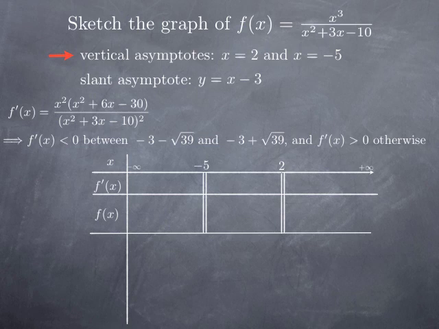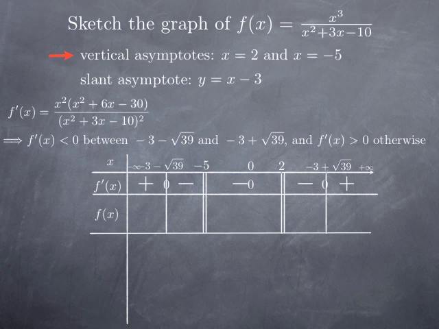Then I have seen that f prime changes sign at negative 3 minus root 39 and negative 3 plus root 39, so I'm going to place these two values in my table. And I know that the derivative is negative between these two numbers and positive otherwise. In terms of increase and decrease, well, first the derivative is 0 at these two values and also at 0 because we have the factor x squared.